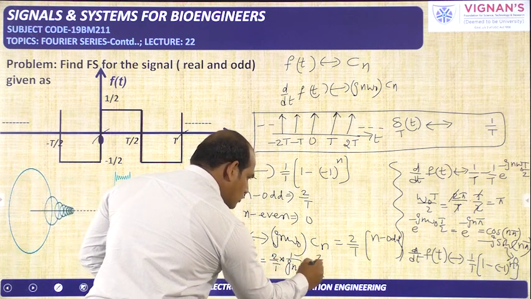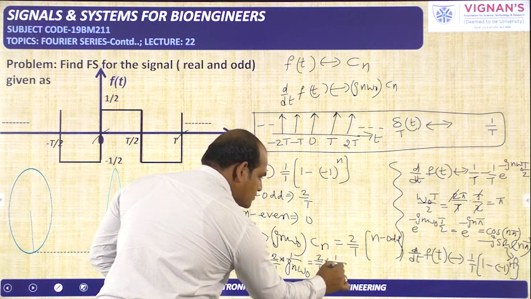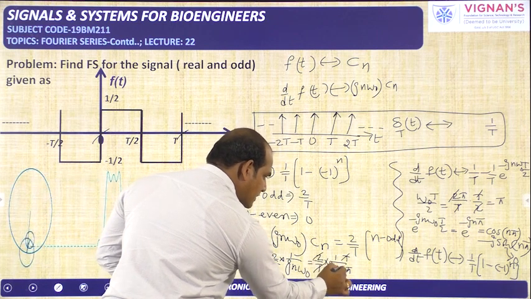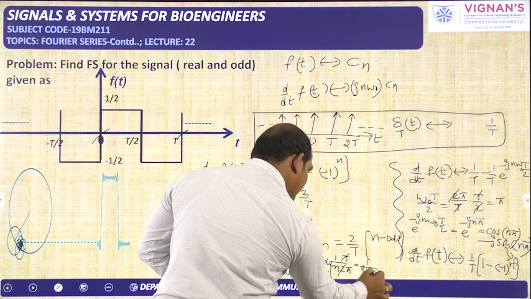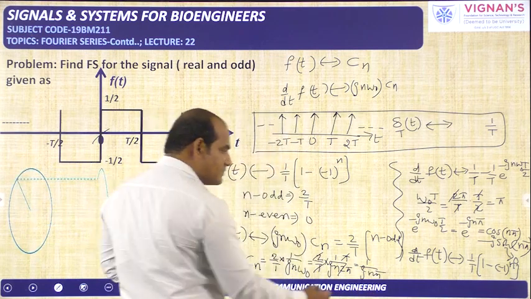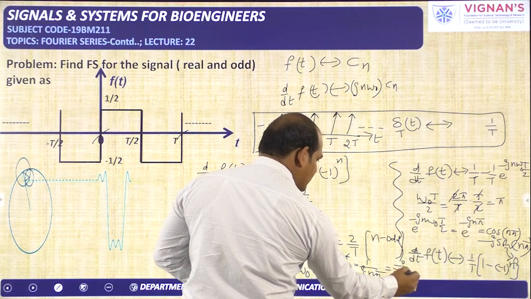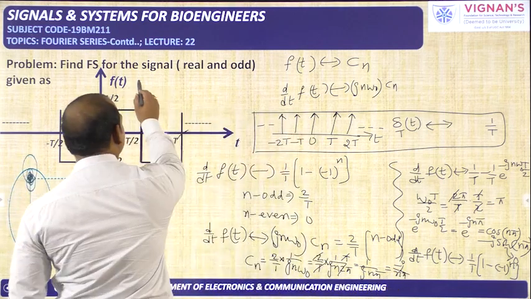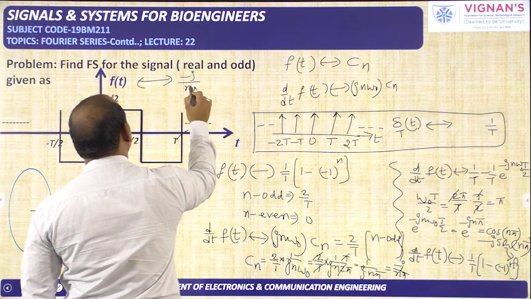It is equal to 2 by T into 1 by jn omega naught, which means we can write 2 pi by T. So T will be cancelled, 2 will be cancelled. It is equal to 1 by jn pi. So 1 by j can be written as minus j, so minus j by n pi. Like this we got the answer. So finally we got the coefficient for the given signal as minus j by n pi.